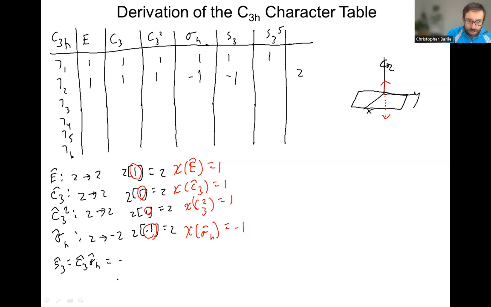And what about an S3-5? Earlier in the video, we figured out that that was equal to C3-2 times a sigma h. C3-2 took z to z, and then we have a sigma h, which went to negative z. So that's also going to be a negative 1. So there we have it. That is how z is going to transform.